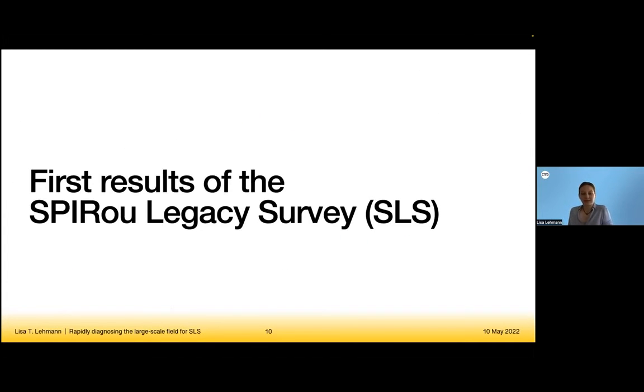In the second part of my talk, I want to give you a first look at the first results of the SPIRou Legacy Survey with my method. I'm presenting here the late M dwarf star, with a Rossby number of 2.4 and a rotation period that is very long, so 70 days we expect or something like that.